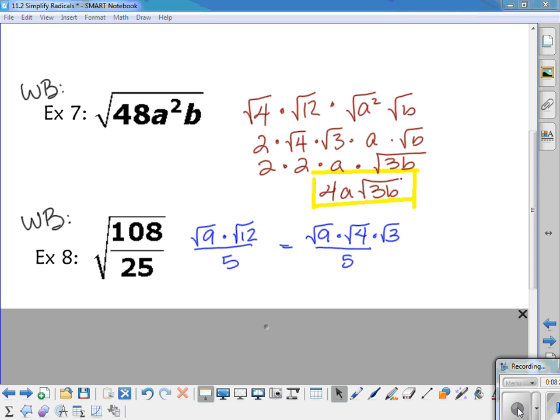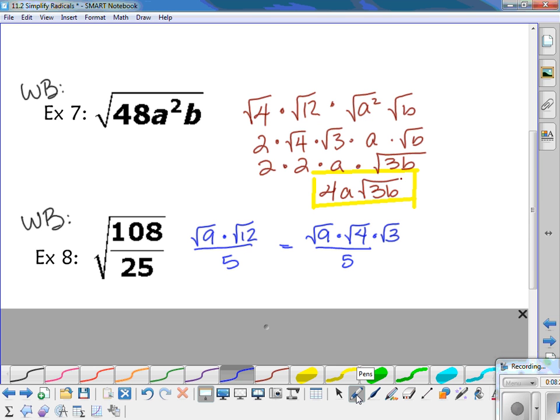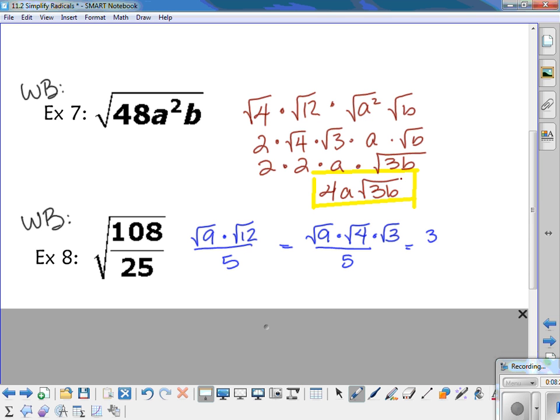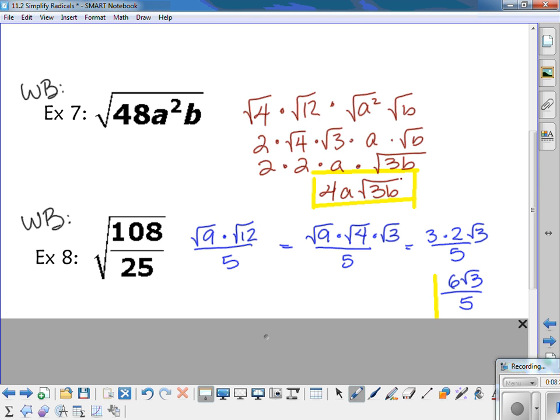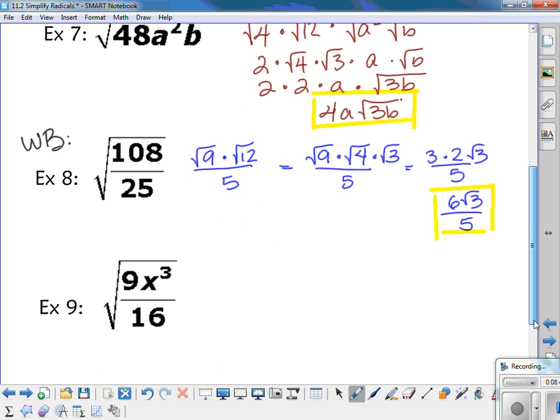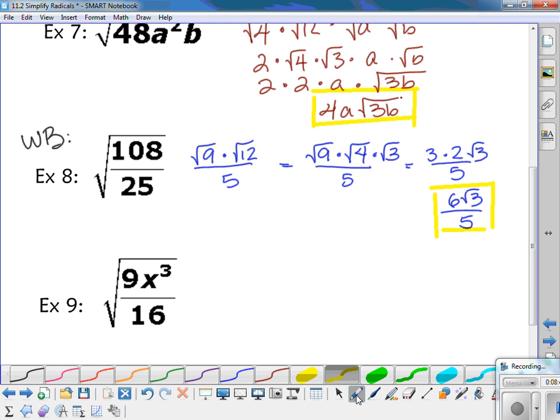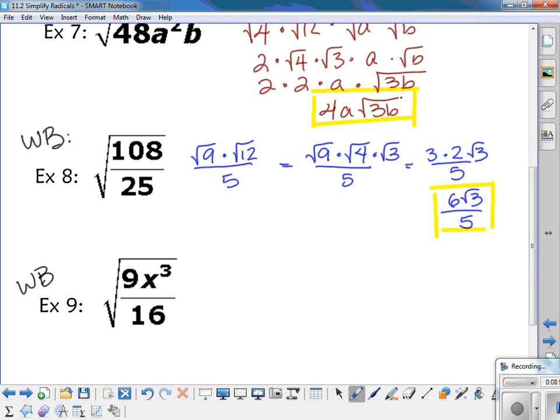Okay, so we end up with root 9, root 4, root 3 over 5. So what's the square root of 9? 3. And the square root of 4? 2. And then you just multiply them together, so we get 6 root 3 over 5. All right. I think you guys can do this one too. Give it a shot.